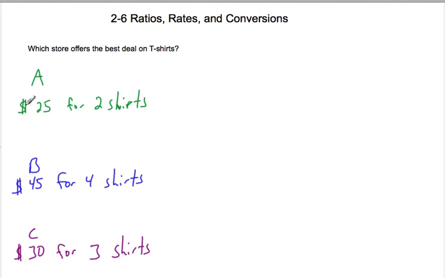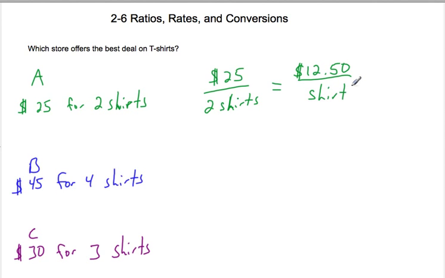So first of all, we could turn this into a ratio. So $25 for 2 shirts, we could just say $25 over 2 shirts. So we'll turn this into a rate, which is a type of ratio or a fraction. And then we can turn it into a unit rate by getting 1 shirt on the bottom. So if we divide 25 by 2, we get $12.50 for 1 shirt, or per shirt.